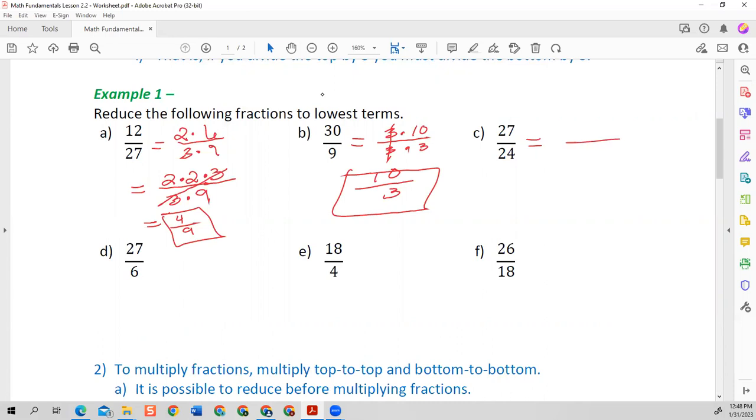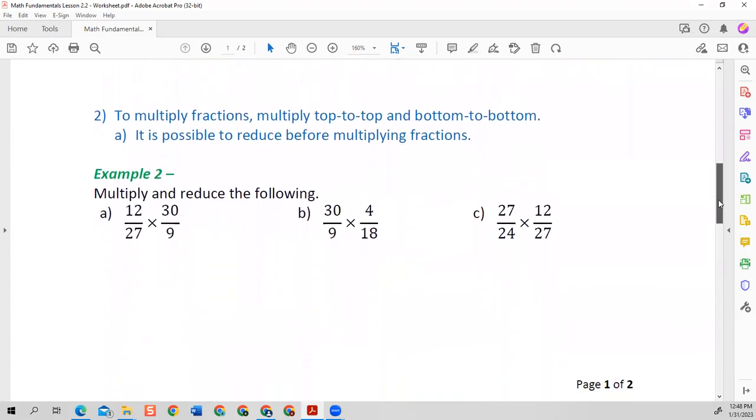So now I have 27 over 24. 27 is 3 times 9. 24, we can multiply 3 times 8 and reduce the 3's and that leaves me with 9 eighths. If you ever have trouble deciphering what you're going to reduce by, just break it down all the way if you need to on the side, just so you can see the numbers that actually reduce with each other. So I'm going to let you do D through F and reach out to me if you have any questions.